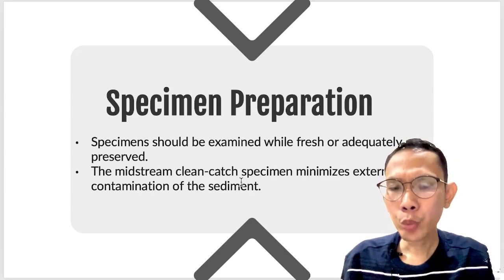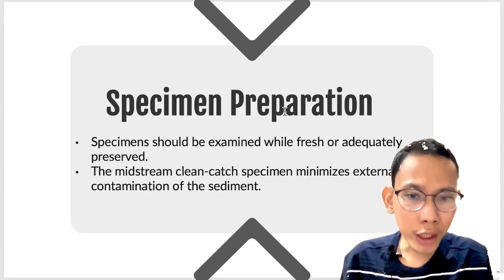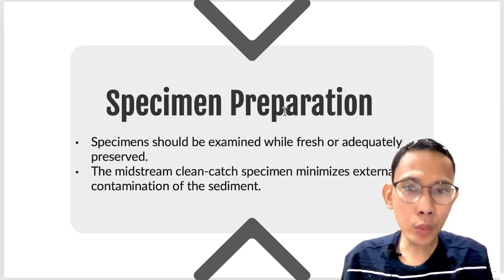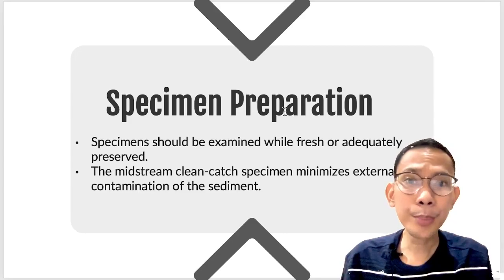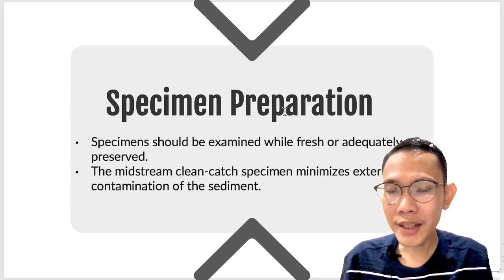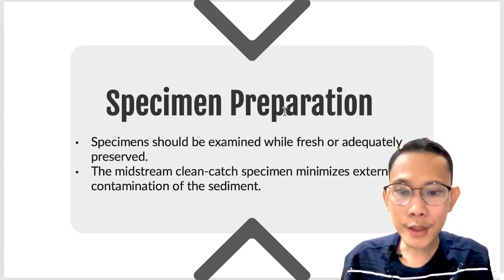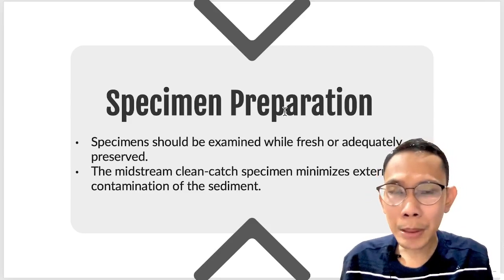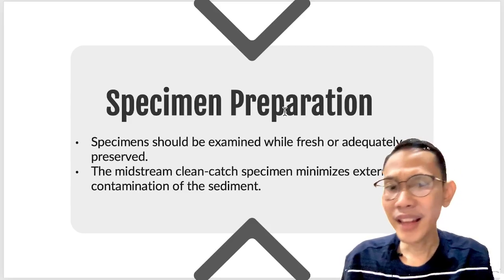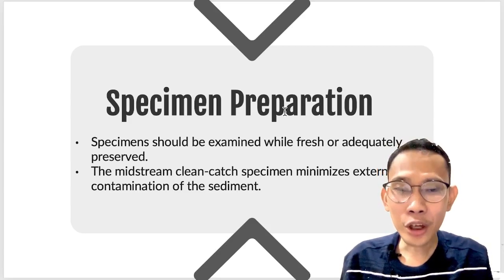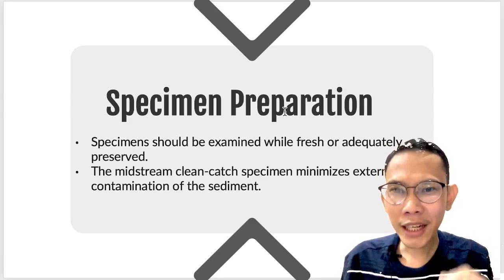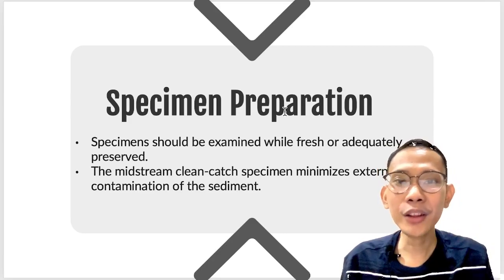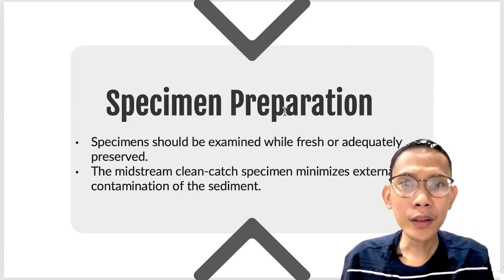Again, we prefer fresh over refrigerating our sample because, number one, if you're going to refrigerate your sample, what will happen? It can cause precipitation of different urinary sediments or crystals, such as your amorphous urates, your amorphous phosphates. And what will happen if there will be precipitation of these crystals? Then there could be obstruction or ano nangyari? Na-obscure yung ating different urinary sediments. Therefore, we will have difficulty reading later on.